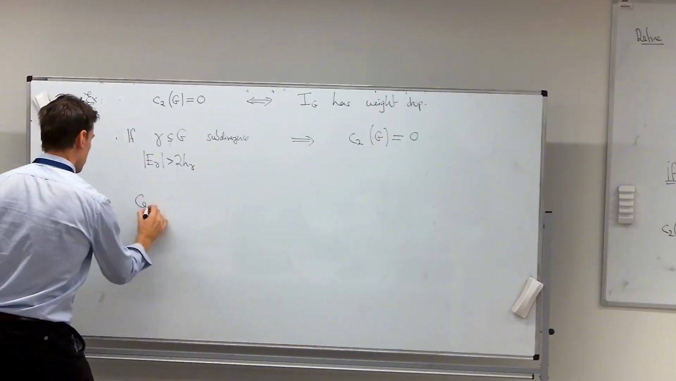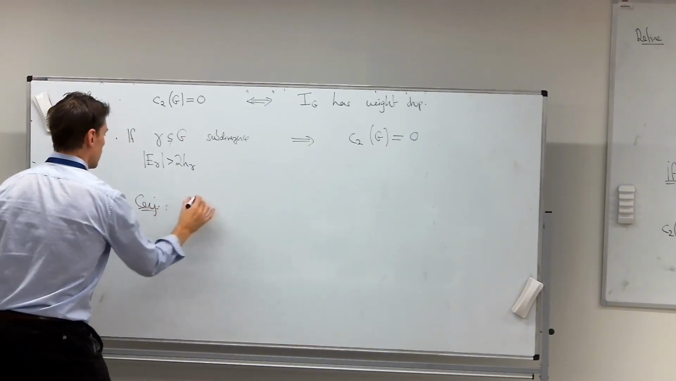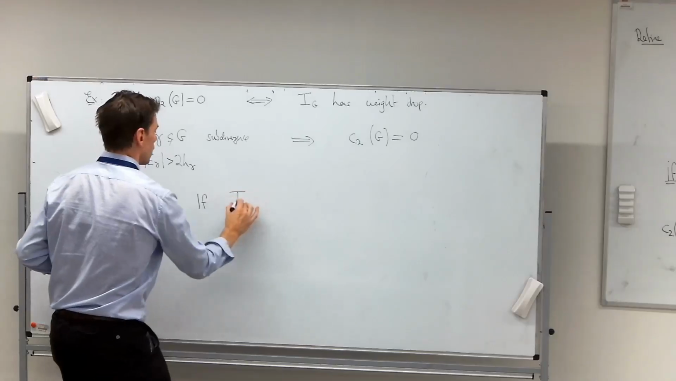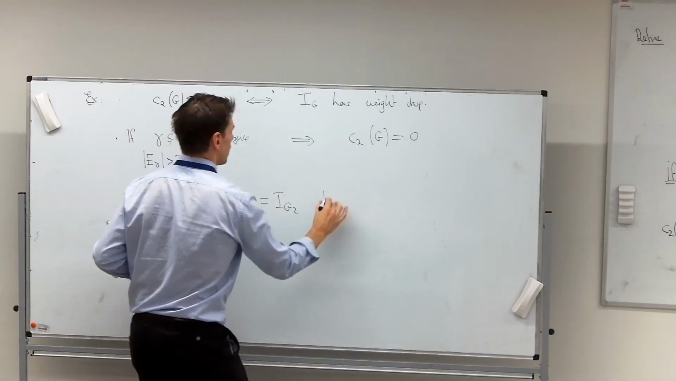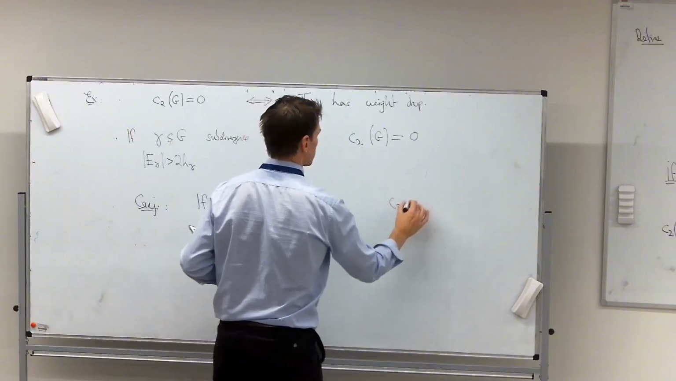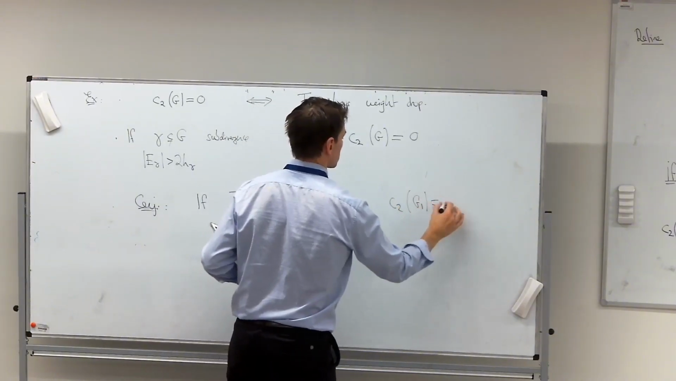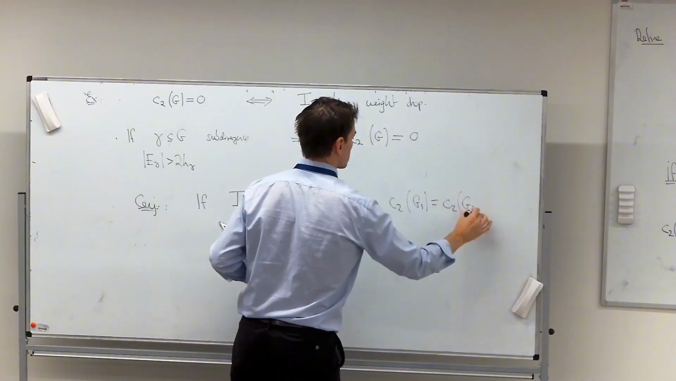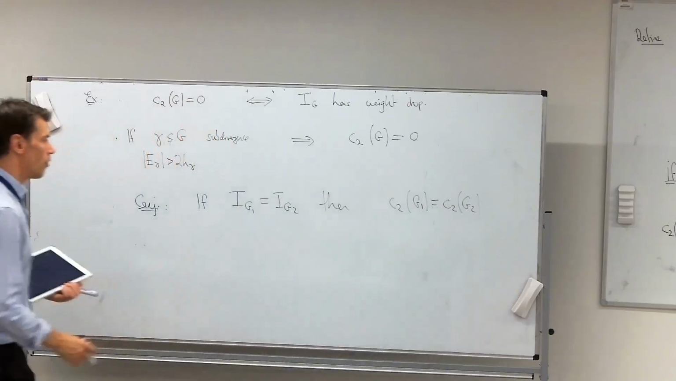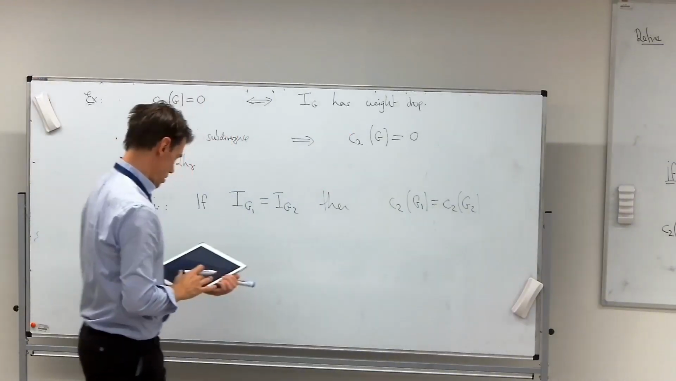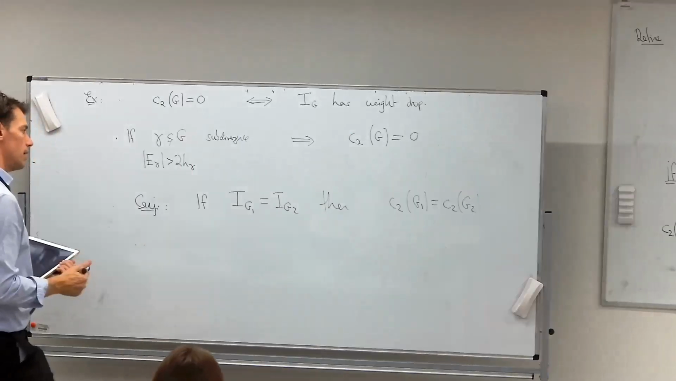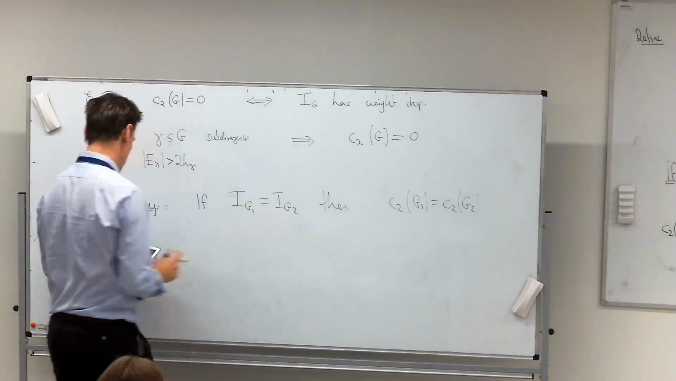And here's another conjecture. If two graphs have the same residue, then they must have the same C2 invariant. And morally speaking, the C2 invariant somehow detects some piece of information about this integral.